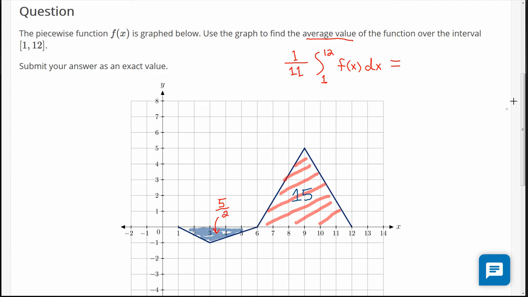All right, so our average value is going to be 1/11 multiplied by 15, and then subtract 5/2. Because again, the signed area is always the area above the x-axis, subtract the area below the x-axis. So that's going to be my final answer. You can simplify that if you want, but I'll let you do that yourself.